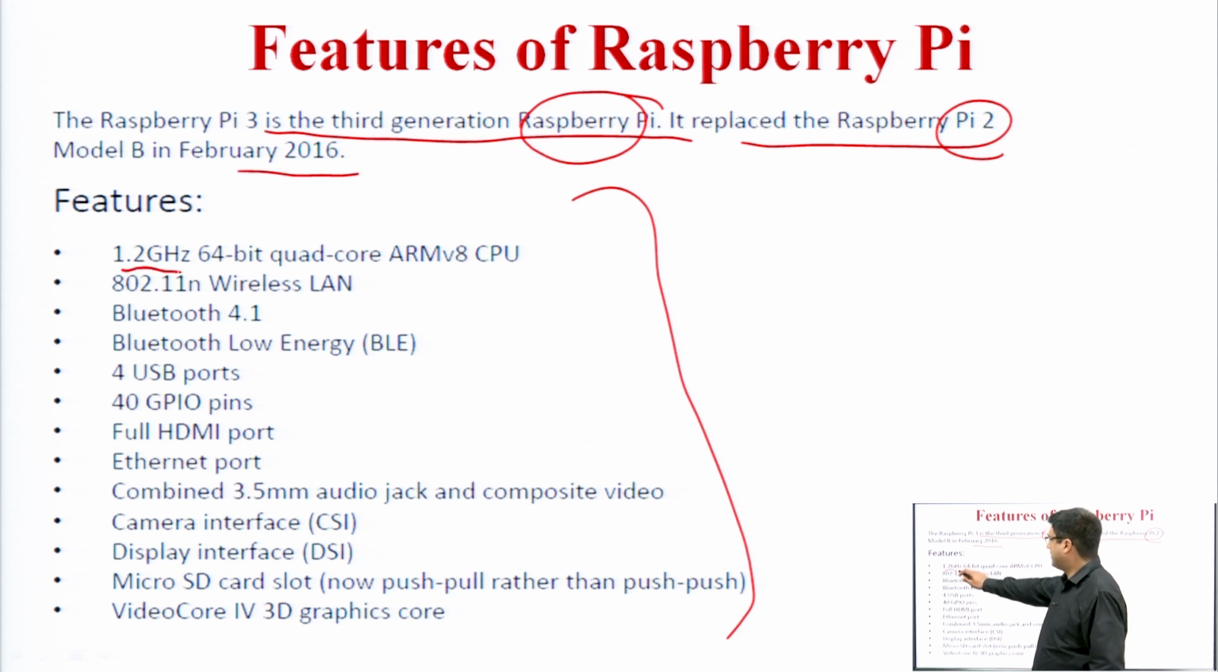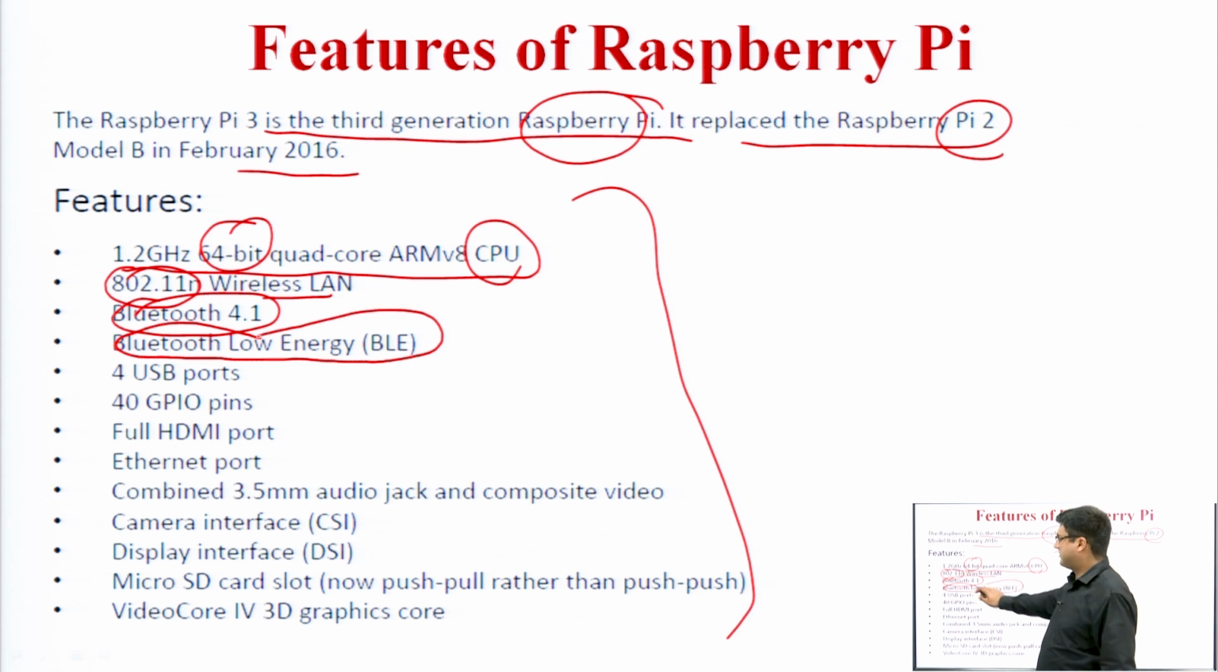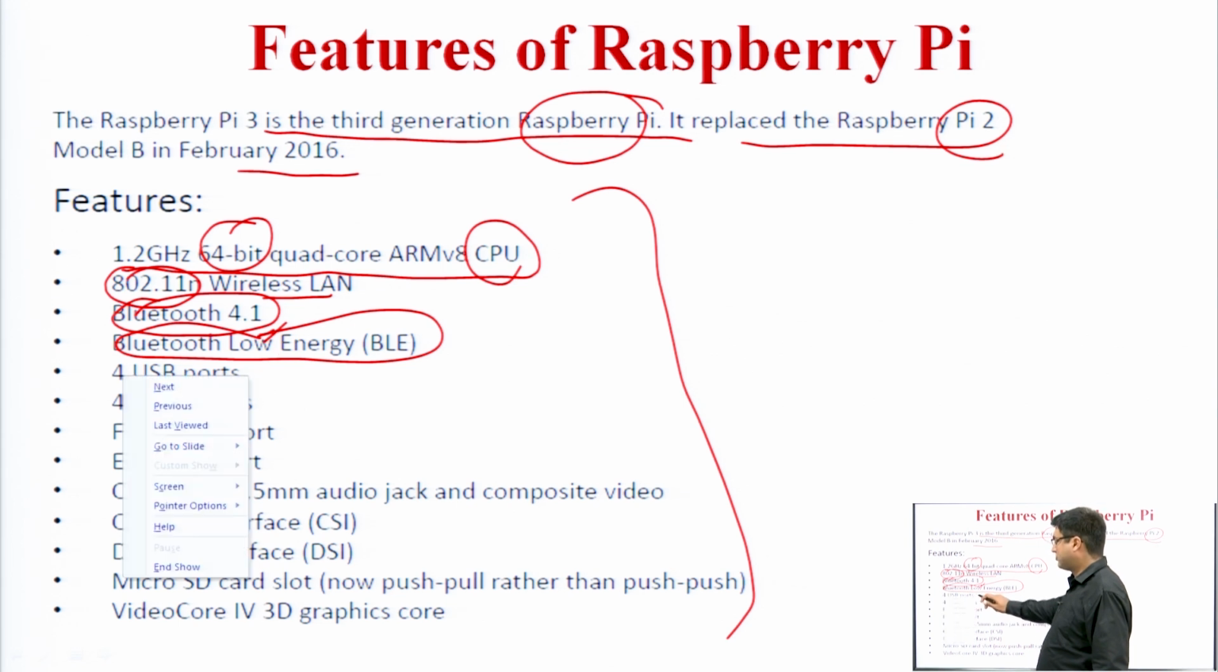It has a 1.2 gigahertz 64-bit quad-core ARMv8 CPU processor. It has wireless LAN of IEEE standard 802.11n. It works on Bluetooth version 4.1. It has the Bluetooth Low Energy concept as well, that is smart Bluetooth, which is able to send more data. It has 4 USB ports available.